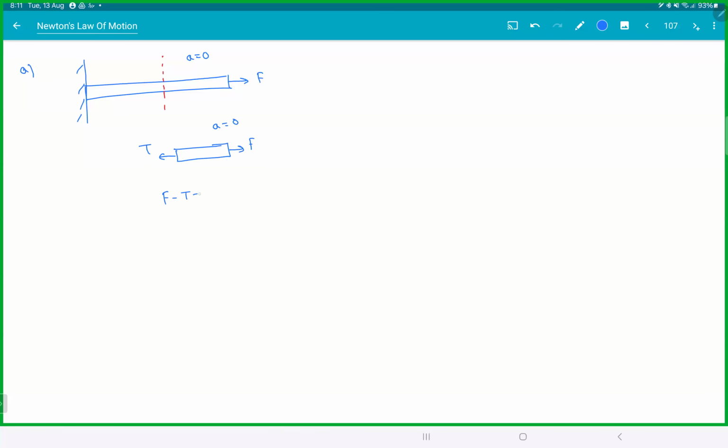So F minus T is equal to 0. Tension is equal to F. Tension is not 2F. Tension is not 0. Tension is equal to F here. Because if the tension is greater than F, what will happen? The string will start compressing, isn't it?